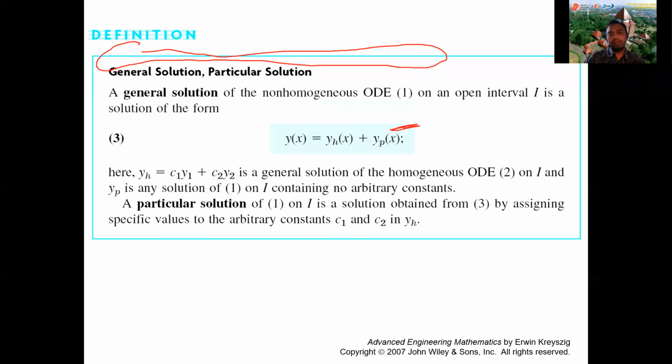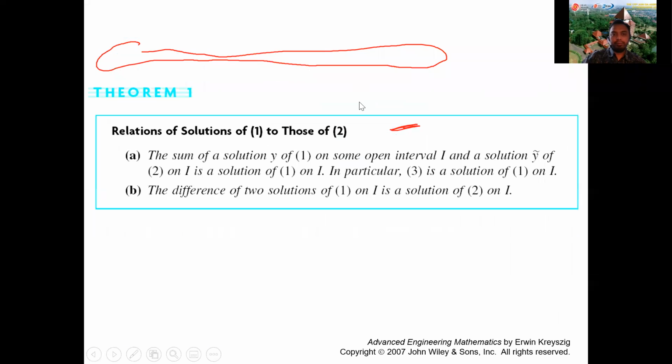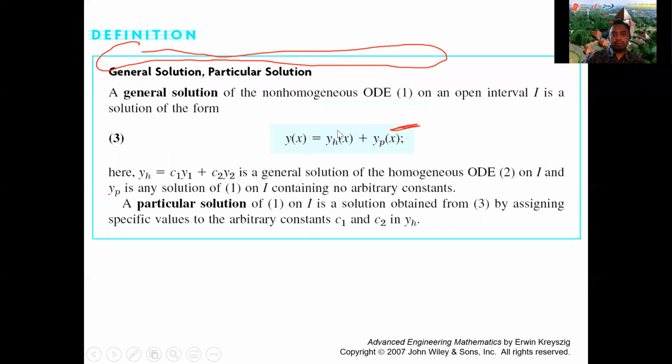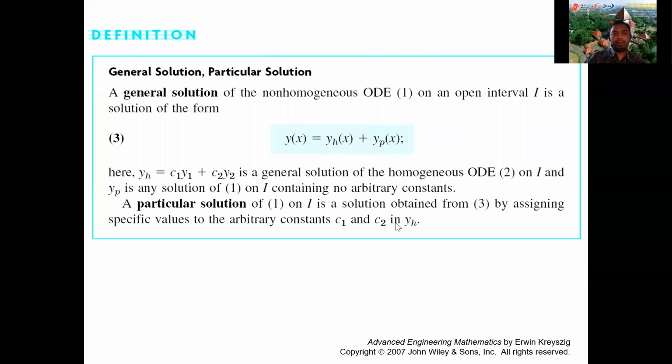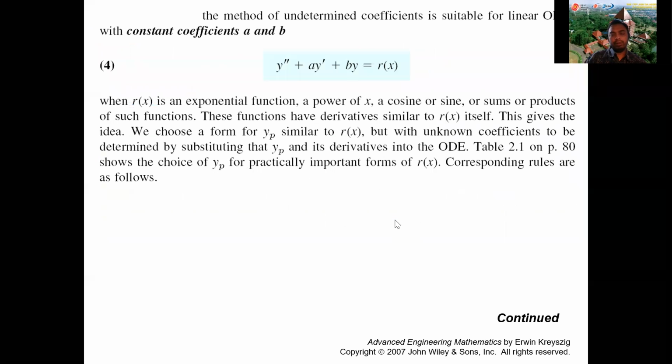So the solution would be the linear combination of the homogeneous solution, which is this one, and the particular solution, yp(x). We are able to get the homogeneous solution from the previous example. This one will depend on r(x), the function on the right side of the equation. So let me skip a little bit on this one.